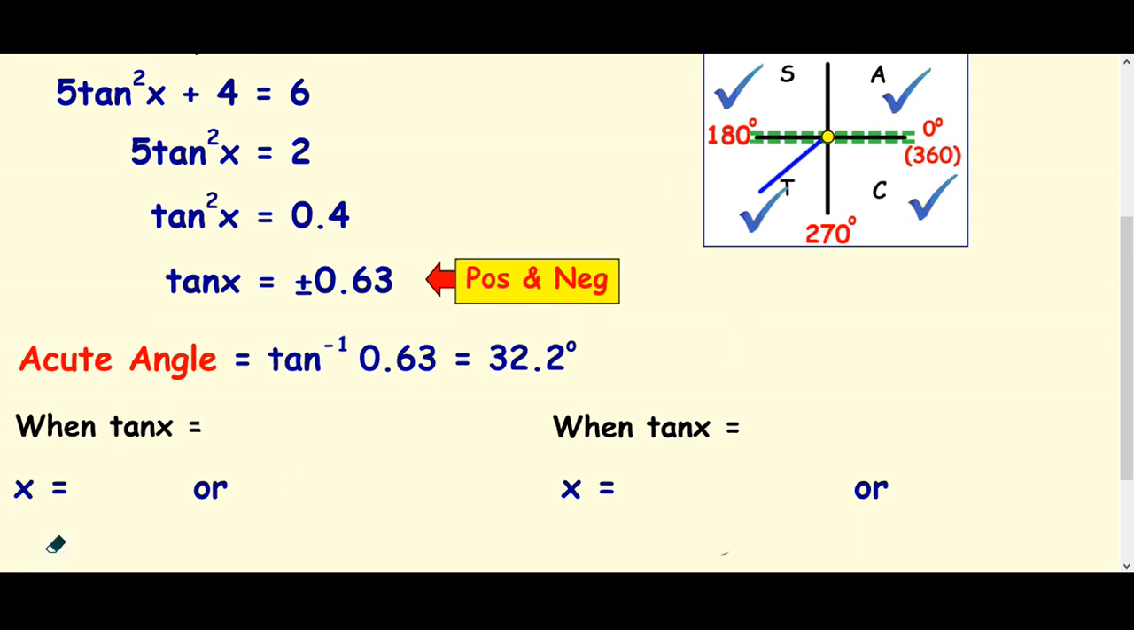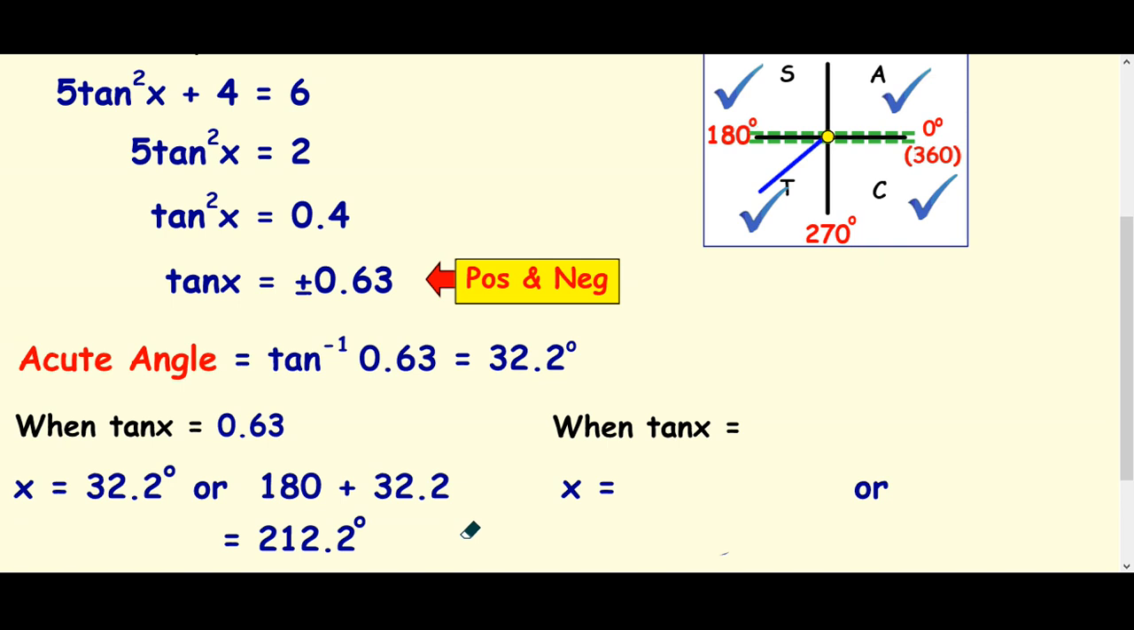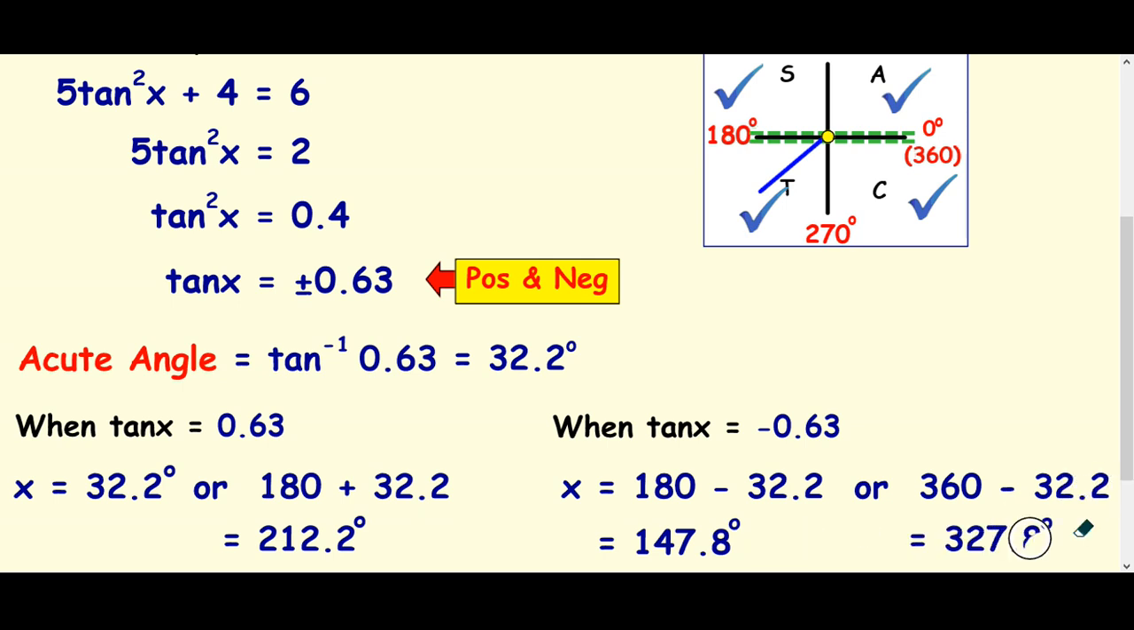Okay, so I need to work out all my values now. So I'm going to firstly concentrate on the 0.63 when tan is positive. So that will be the all quadrant, which is this answer here, 32.2. And also this quadrant here, which is forwards from 180. So 180 plus 32.2, and that gives you 212.2. I'm also looking when tan is negative. Now tan is negative in the sine quadrant, so go back from 180, and that will give you 147.8, and it's also negative here, so go back from 360, and you'll get your final answer there, 327.8.